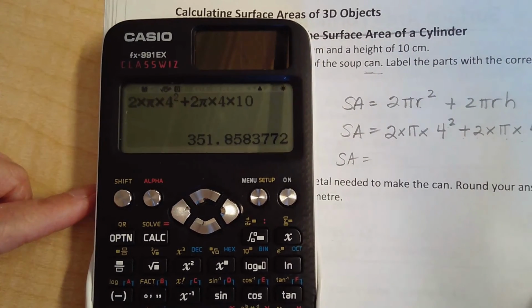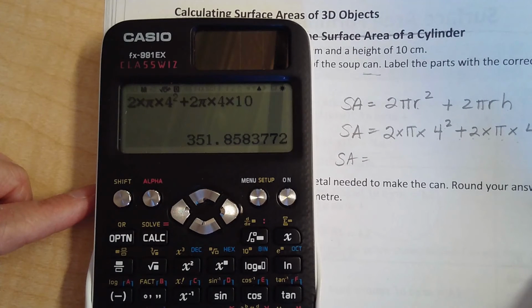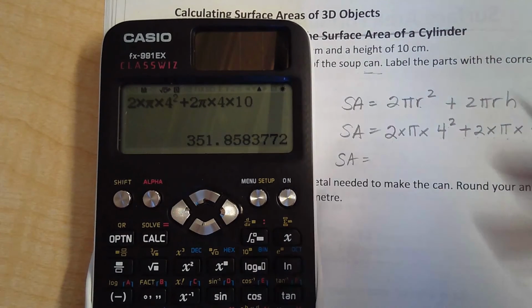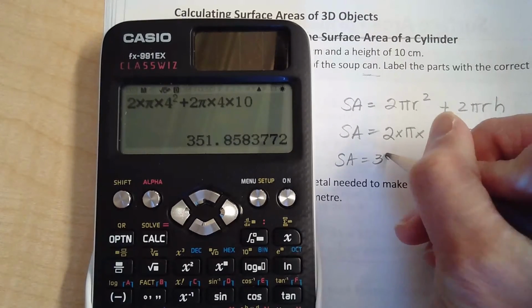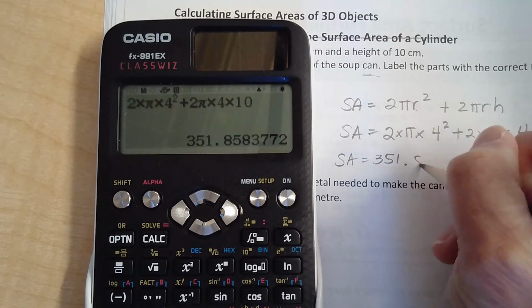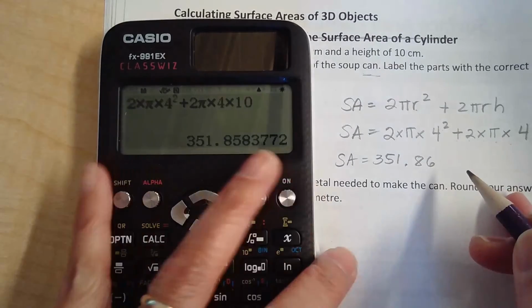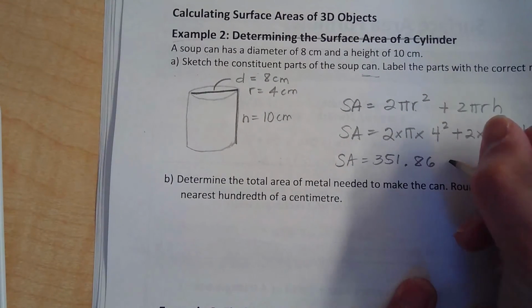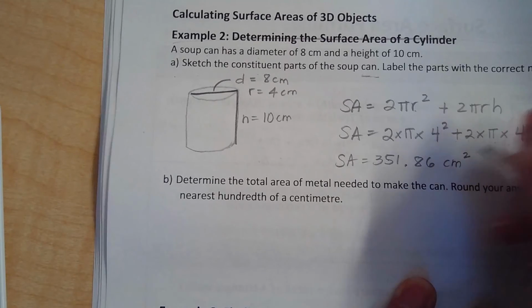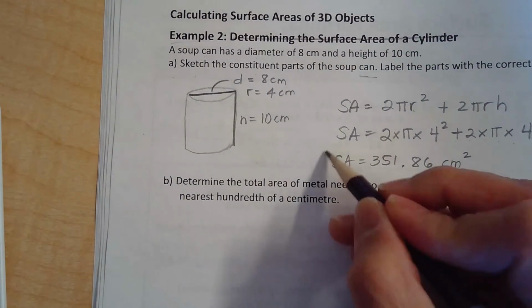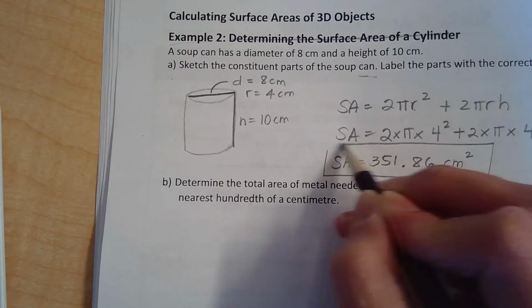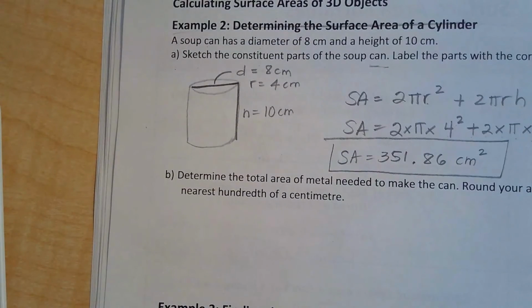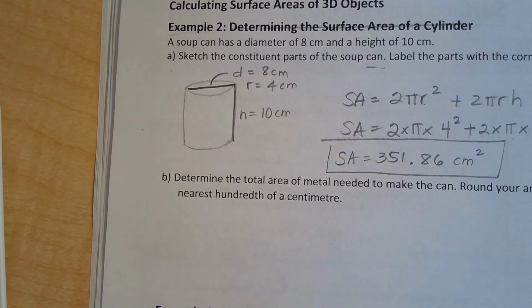Okay, we got 351.86, and then we're going to put the area unit, centimeters squared, right? So far, so good.